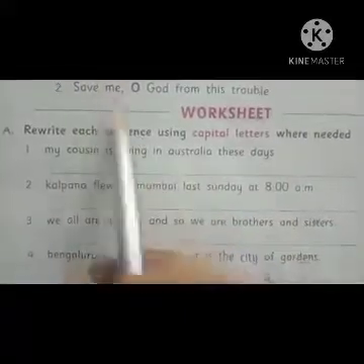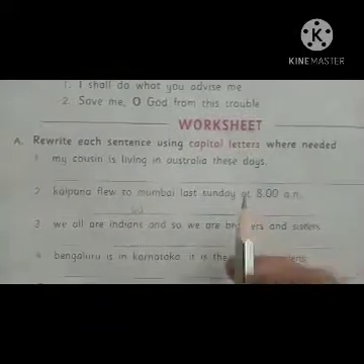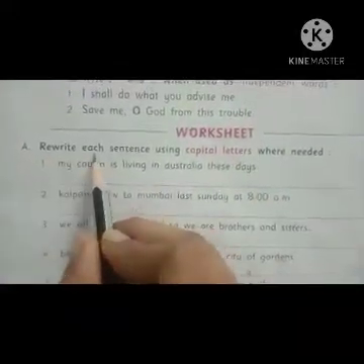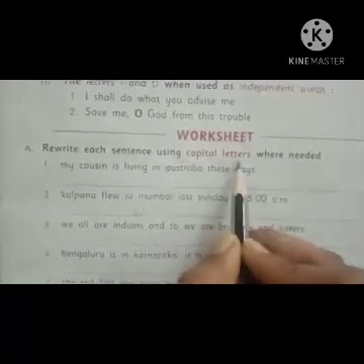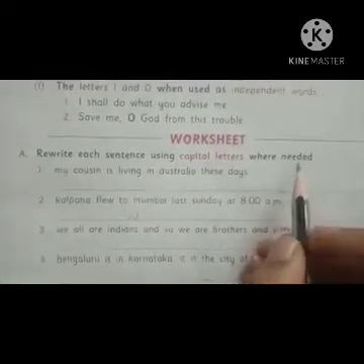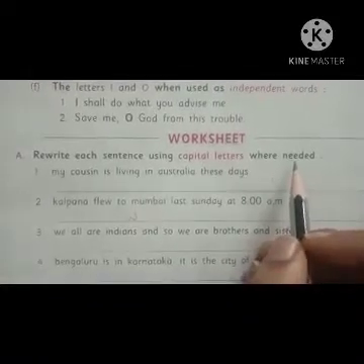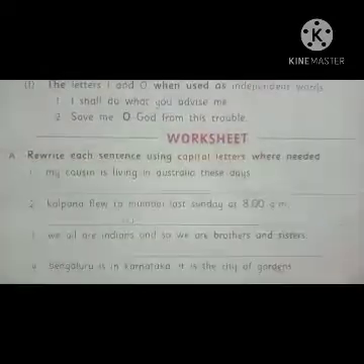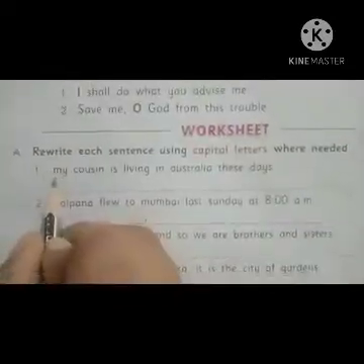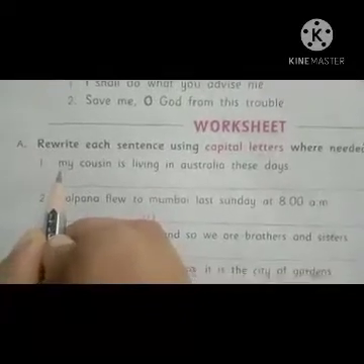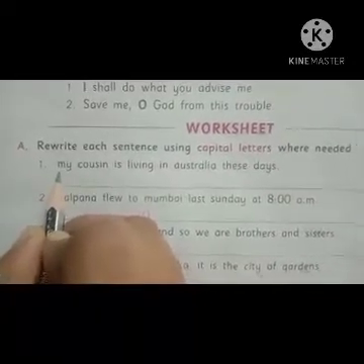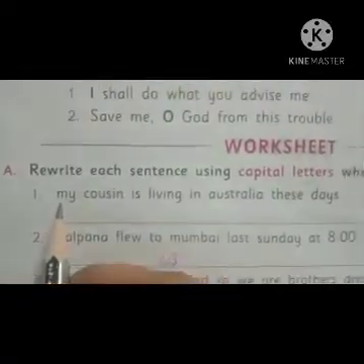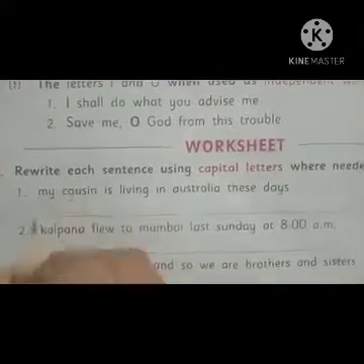Now take your pencil and open your textbook. Worksheet A bit. Rewrite each sentence using capital letters where needed. Where the capital letter is needed, we have to remove the small letter and write the capital letter. See here what I told at first. The sentence beginning first letter is there, no? That letter must and should be a capital letter. Here is the small letter. So here we have to convert this M into capital letter.